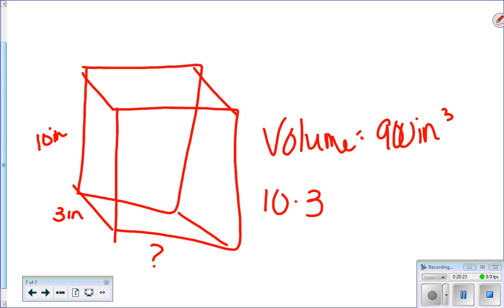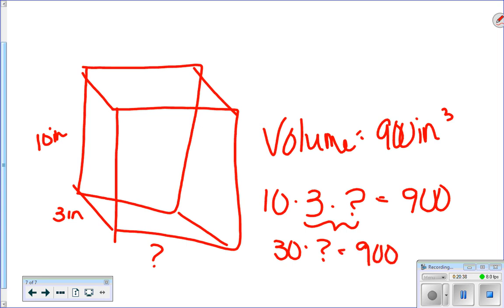Yeah. So what this really looks like is, remember, base times height, so it'd be 3 times something. So here's my base times 10 equals 900. So she's saying, I'm going to do this first: I have 30 times a question mark equals 900. Then what are you going to do to find that question mark? You're going to divide by 30 to figure out what it is. 900 divided by 30 should be 30, right? So this should be 30 inches.